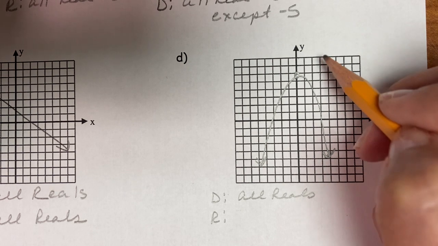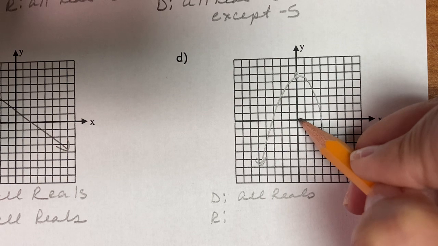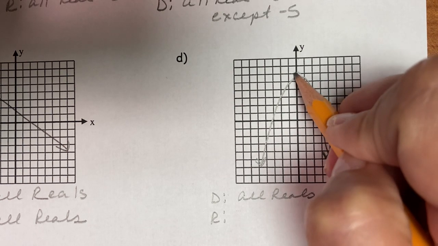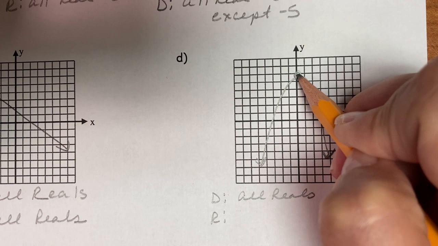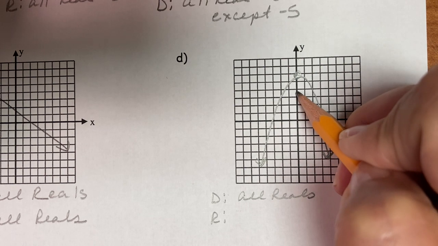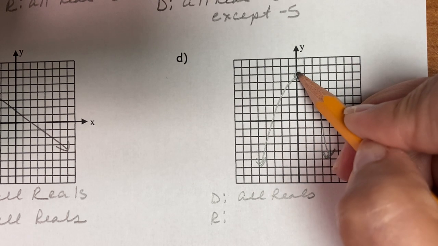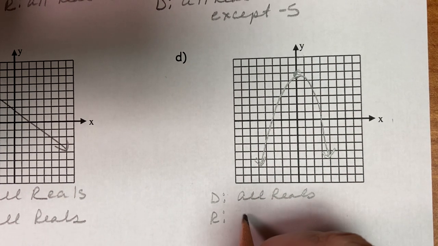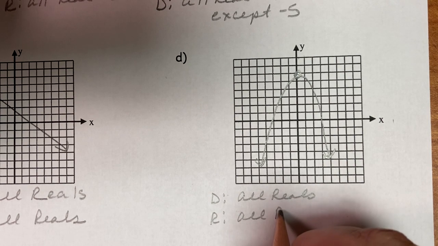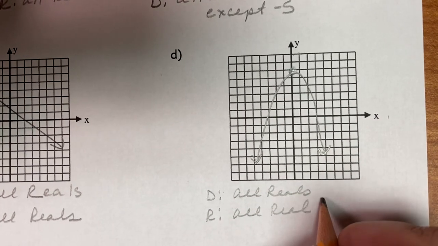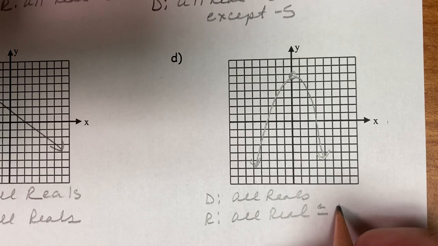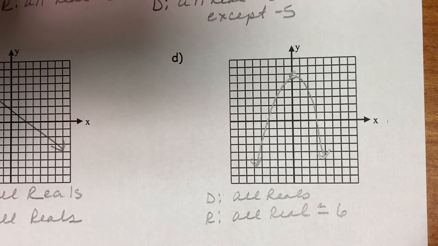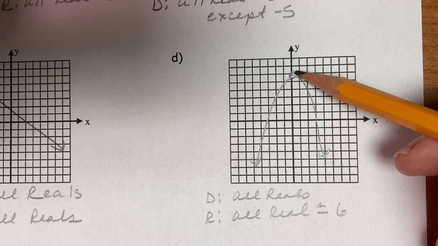No. And in fact, what's the highest y that's going to be used? The highest y that's going to be used is this point right here, which is 1, 2, 3, 4, 5, 6. That's the highest y that's going to be used. Nothing above that. So that means that our range is all real numbers less than or equal to 6.